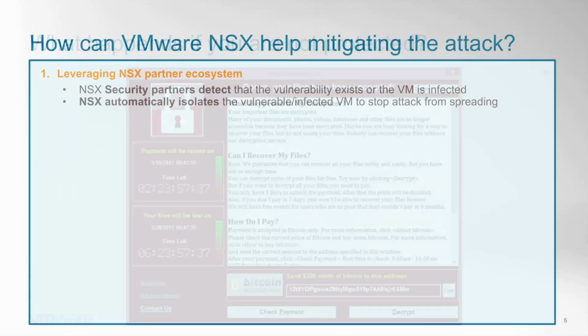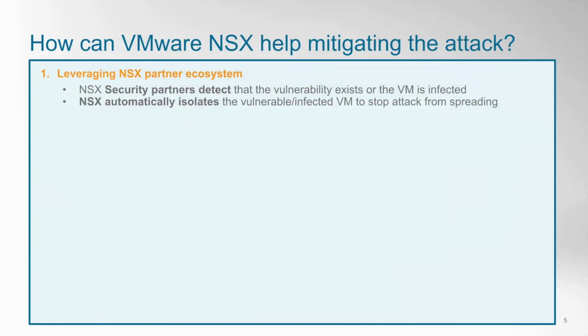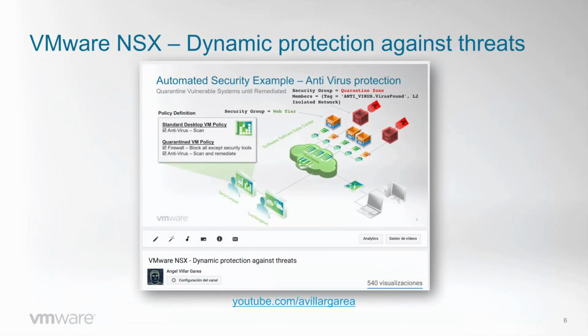And how can NSX help in this context? First, by leveraging its partner ecosystem, which includes vulnerability scanners, next-generation firewalls, IPSs, and antivirus. In this way, whenever a security partner detects that a VM has a vulnerability or is already infected, it notifies NSX, which automatically puts this VM in quarantine so that the infection does not spread. I won't go into further details on this topic because I already covered it in a previous video called VMware NSX Dynamic Protection Against Threats that is available on my YouTube channel.